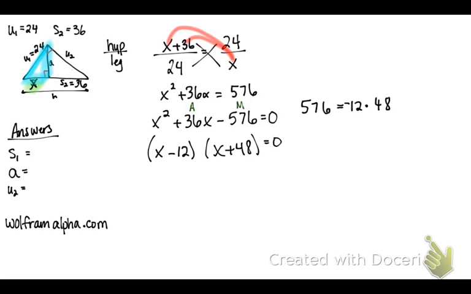Okay, so now to solve, I am going to say, what makes this 0? What number could I plug in for x that makes this 0? Well, if I plug 12 in, I get 0, so I'm going to have x equals 12 there. For the second parentheses, if I were to plug negative 48 in, then that would equal 0. So my solutions so far are 12 and negative 48. But I can't have a negative side length, so my answer for S1 is just 12.